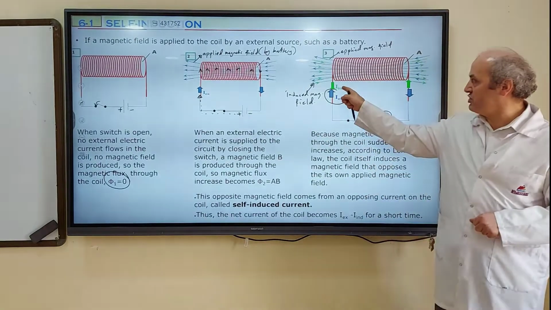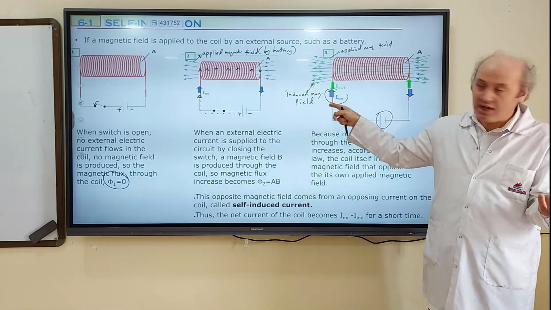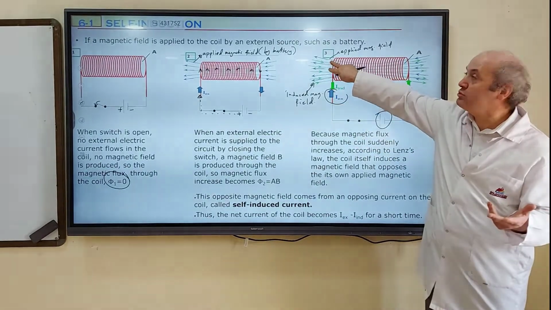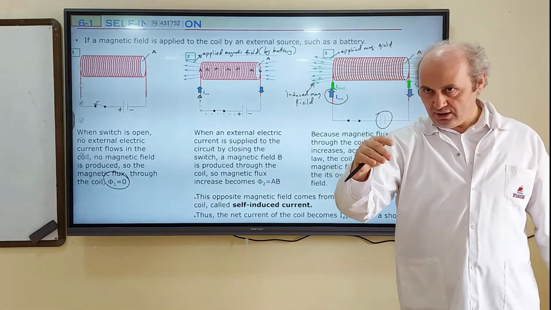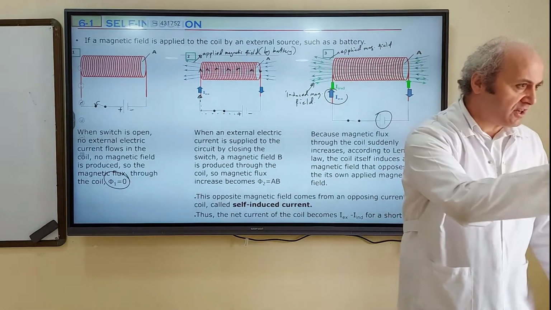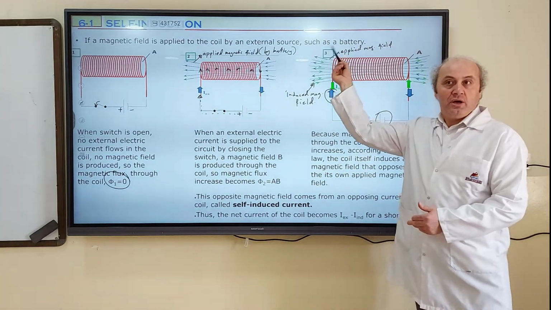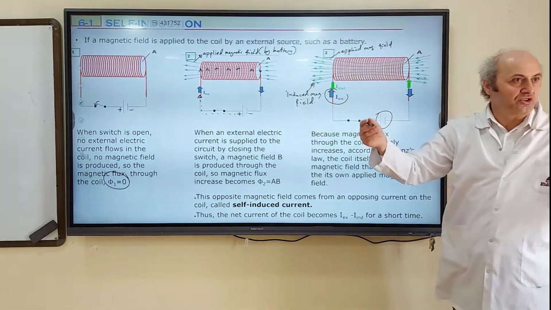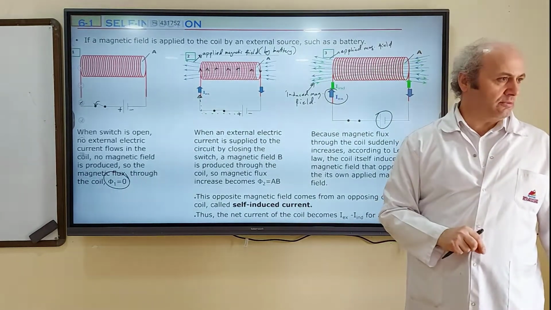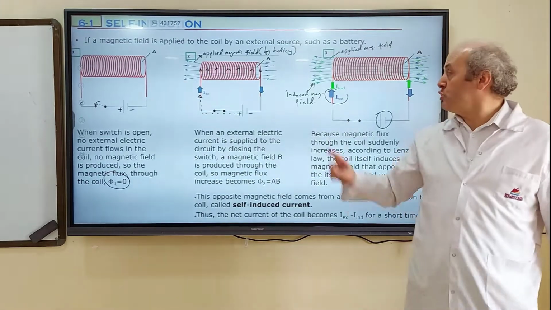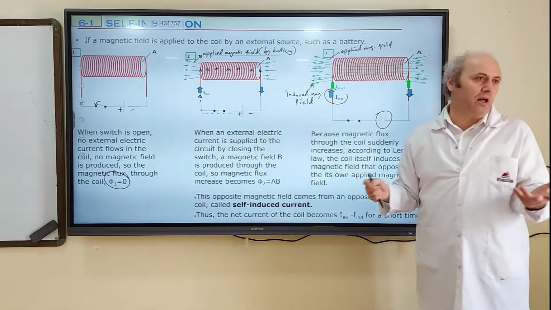The induced current I represent by green, and the applied current by blue. They must be opposite in direction. Why? Because these two magnetic fields are opposite in direction. If the current directions are opposite, the magnetic field directions are also opposite. One of them is going up out of the page, the other going down into the page. If two physical quantities are opposite in direction, how can you calculate the total? You subtract. You subtract the induced current from the external current to calculate the total current of the circuit.